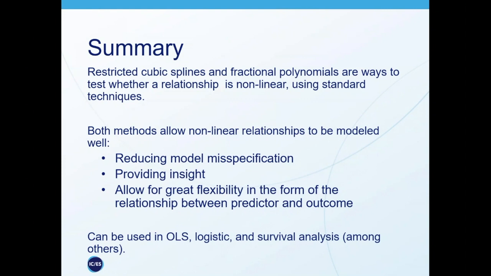I've shown you two methods, restricted cubic splines and fractional polynomials, which give you a way of testing whether your relationship is nonlinear using standard statistical techniques. And both methods will allow you to model a nonlinear relationship. This reduces the model misspecification. You can read my slides as well as I can. It provides you some insight into what the actual relationship is and gives you great flexibility in what the form of the relationship between the continuous predictor and the outcome are. And both these methods can be used with any type of regression analysis.